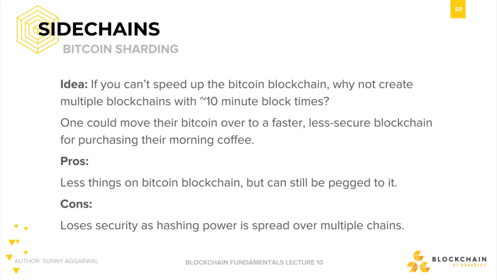This concept of sidechains is great for experimental blockchains. So someone could create a sidechain for microtransactions, someone could create a sidechain for maybe skateboards. So it's a very Internet of blockchains kind of idea. The pros are you have less things on the Bitcoin blockchain, but can still be pegged to it. And the cons are you lose security, because your hashing power is now split up across all these chains. So whoever is a miner in the Bitcoin blockchain now starts mining on all the other chains instead of the Bitcoin blockchain. So obviously you're going to have some lower threshold of security.